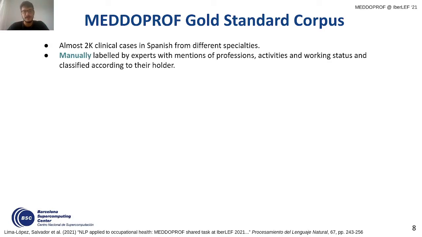Well, these clinical cases were manually labeled by experts with mentions of professions, activities, and working statuses. I will be going more in depth on that later on, and they were later classified according to their holder or referent. The final interannotator agreement of the corpus is around 0.9. In case you don't know, the interannotator agreement is a measure of quality and consistency of the data.